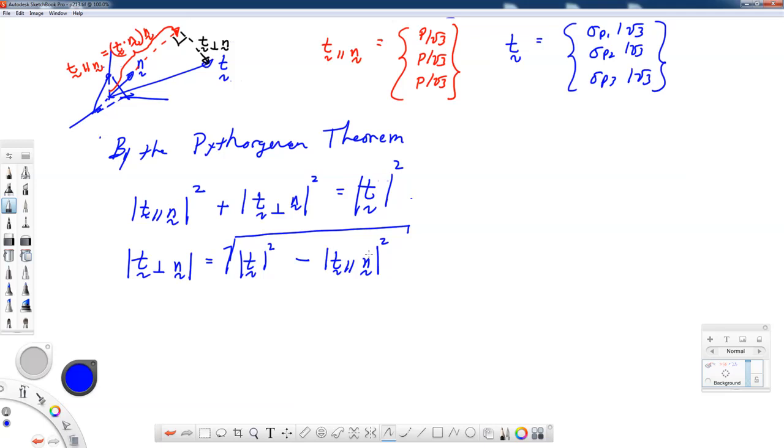Alright, so we need to find these values. If I take T dotted with T, we know that it's the magnitude of T times the magnitude of T times the cosine of the angle in between, which is 1. So T dotted with T is equal to the magnitude of T squared. And let's see what we get.